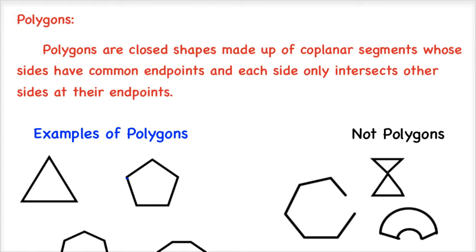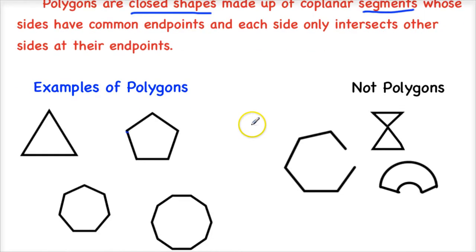Polygons are closed shapes made up of coplanar segments whose sides have common endpoints, and each side only intersects another side at its endpoints. So a few important things to remember here. Polygons are closed shapes. The sides are all coplanar segments, and they have common endpoints, and they only intersect at their endpoints. Okay? So we have some examples of polygons and not polygons here.